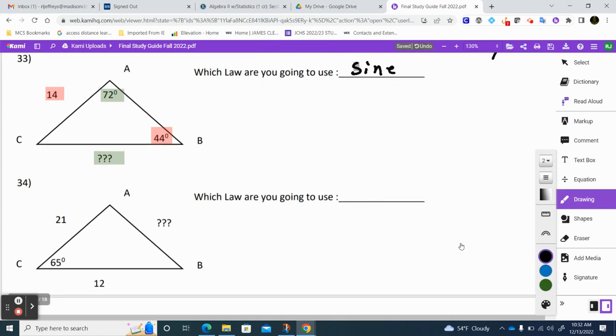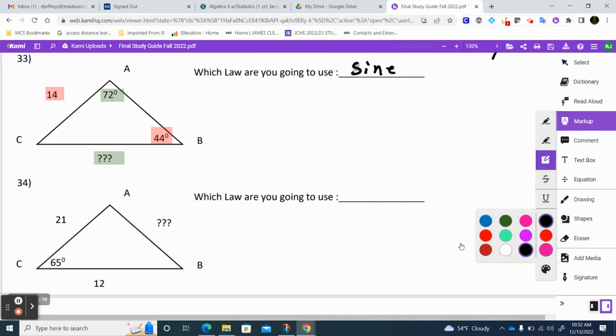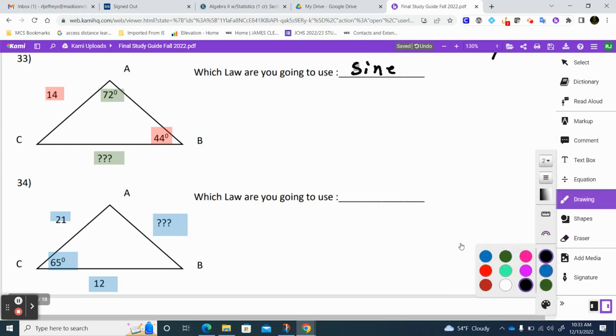This one, I'm given 2 sides, an angle between, and I'm asked for an angle across. Think about it. The angle is adjacent to these 2 sides. Cosine. And that's literally the question you're going to have on this one. It's either going to be set up like number 33 or like number 34. All you have to write is sine or cosine. You just got to know the difference between the two.